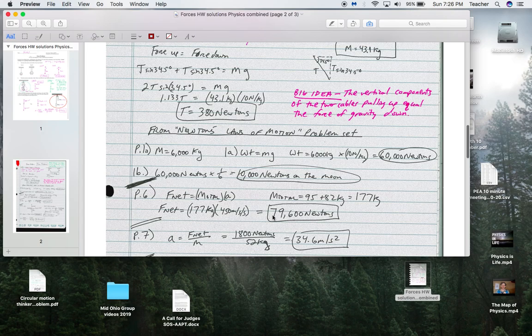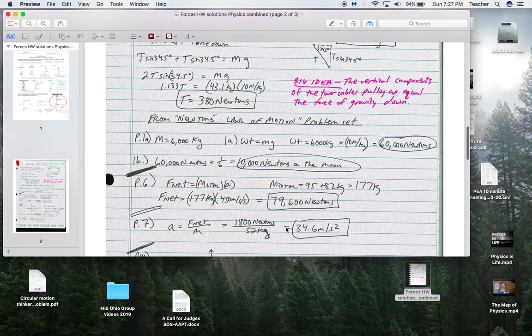For problem 6, let me read the problem off for that. Hopefully you've got those around. This is an Air Force captain who's being accelerated. I changed the masses a bit from the Physics Classroom because they had each of these as 82 kilograms, which was confusing. So I had his sled with a mass of 95 kilograms. He had a mass of 82 kilograms. So the net force is the total mass times acceleration. That's, again, a version of Newton's second law. That gives us 79,600 newtons.